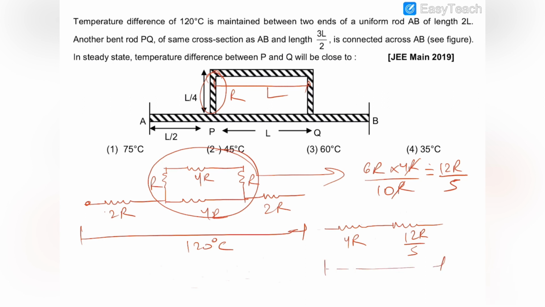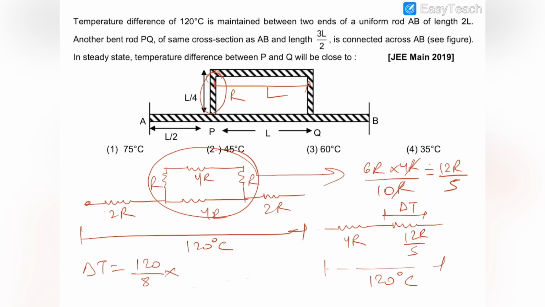The total temperature difference across these two is 120 degrees Celsius, and we have to find out the temperature difference across this one. So there is a simple technique that delta T can be written as: if we find out the ratio of 12R by 5 and 4R, then it would be 3 by 5. And if we add up these ratio terms, the numerator and denominator, then it is 3 plus 5, which is 8. So we have to divide 120 degrees Celsius by 8.